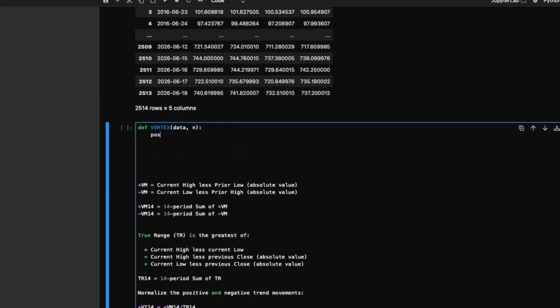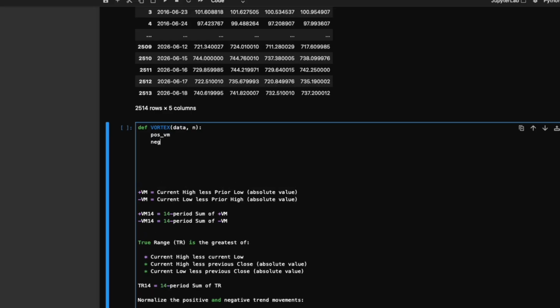So I'm just going to call them pos VM and neg VM, and then all these are the absolute value of the current high. So that would be data high minus yesterday's low. So that will be data low, and then we're going to use the shift method to return the row before. So one row before, so basically yesterday's low. So if I use the shift method and we're on this row here, it will return this value here.